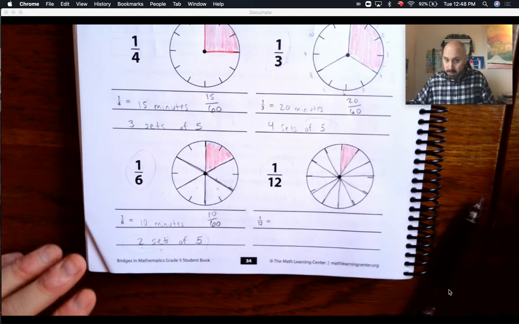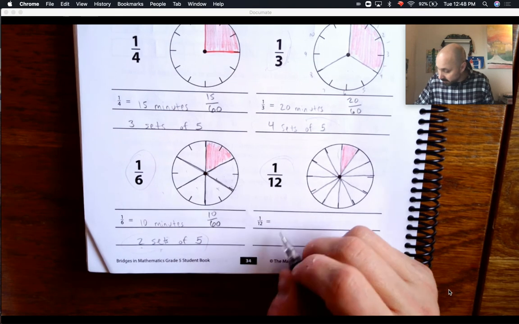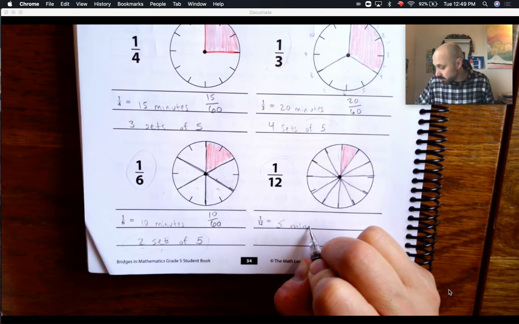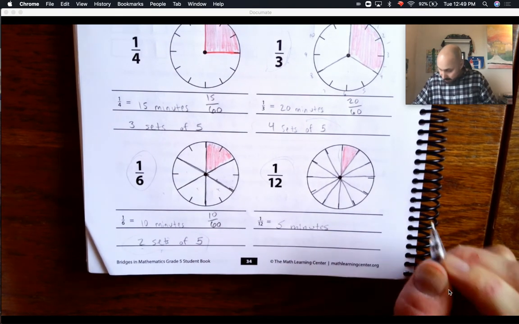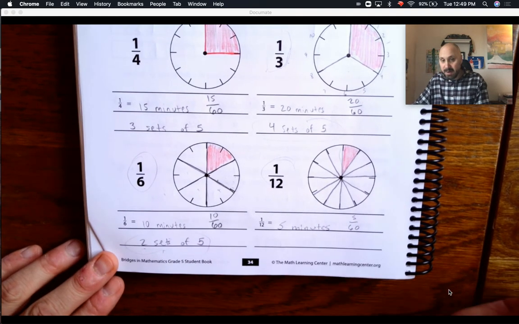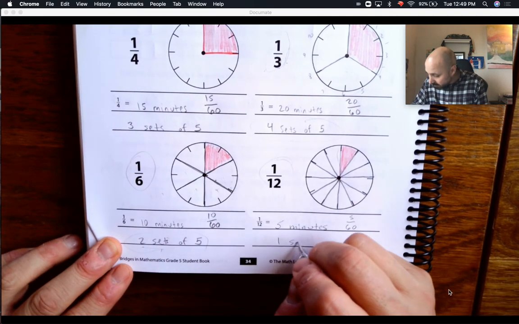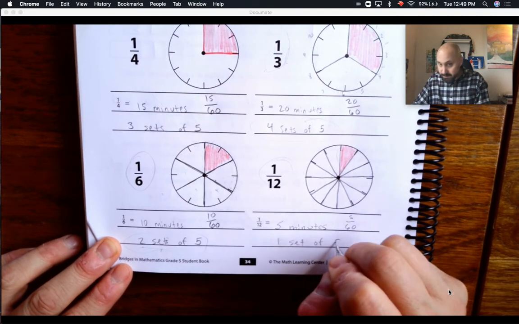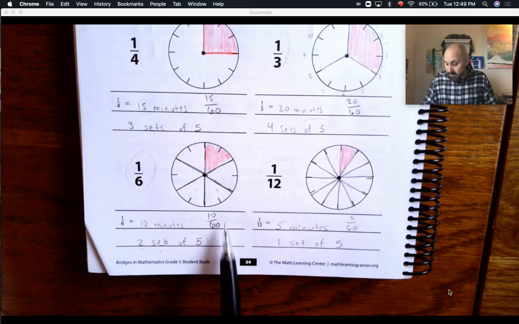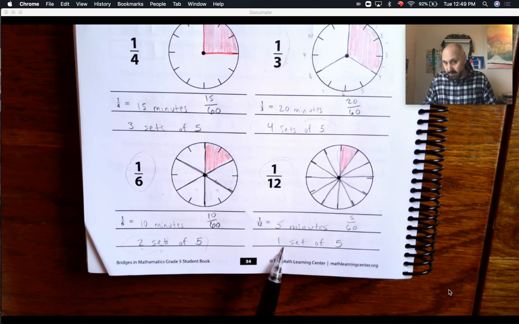Okay, 1/12. 1/12 is just this little sliver here, so that's only 5 minutes. And 1/12 is 5 out of 60. 5/60. It's 5 minutes out of 60. And it's only one set of 5. Which makes sense because 1/6 is 2 sets of 5. So half of that would be 1 set of 5.